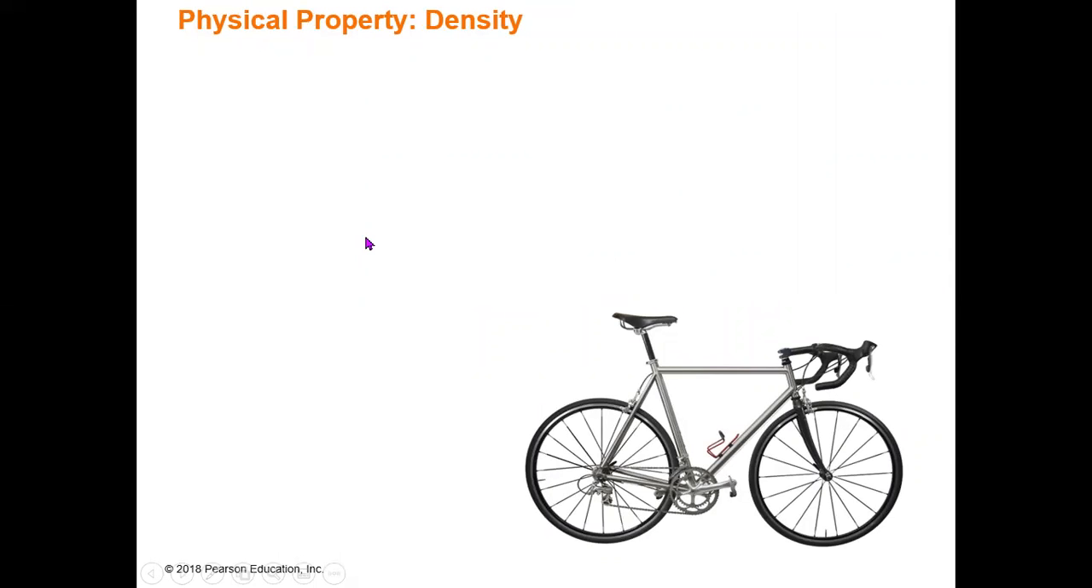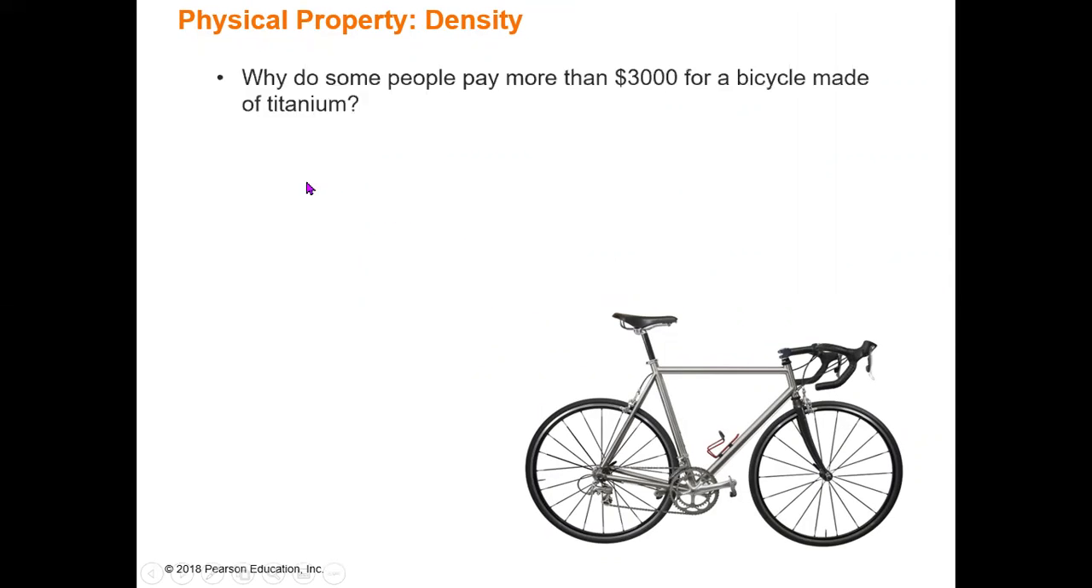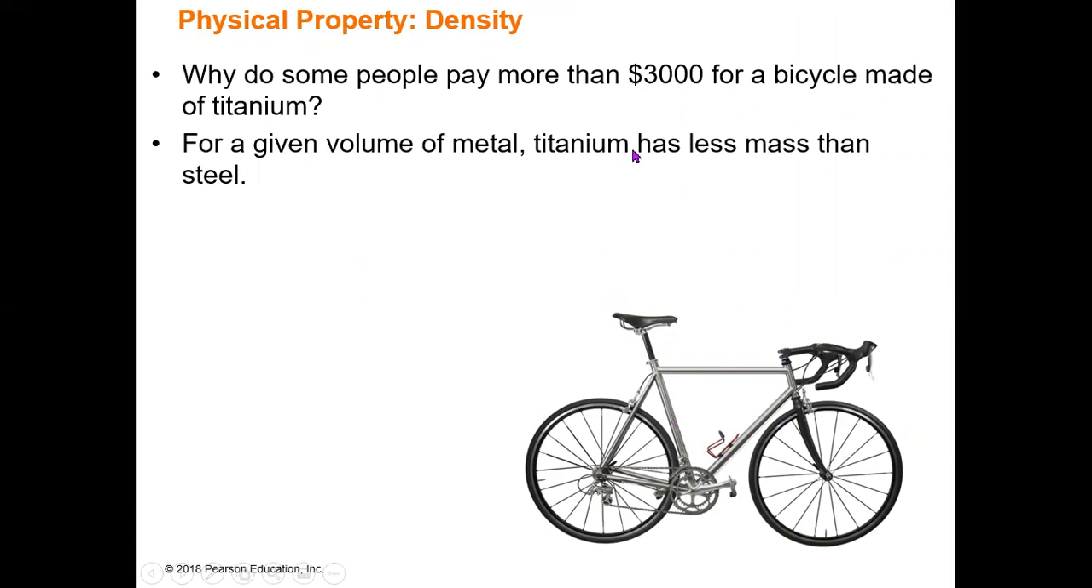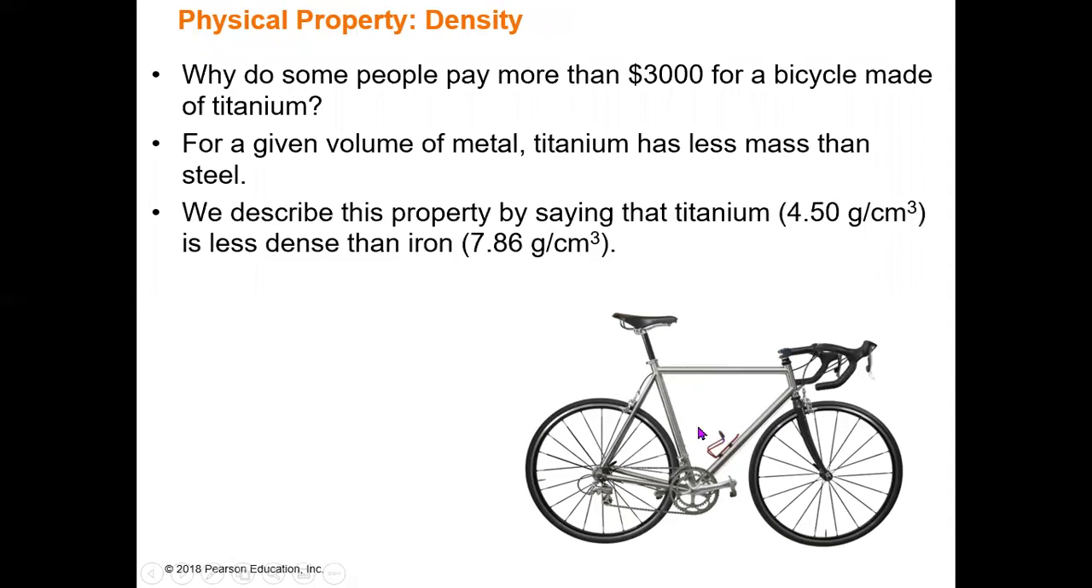Another very important physical property is density. Why do some people pay more than 3,000 for a bicycle made of titanium? Because titanium has a very small density, so your bicycle is very light and easy to use. We describe this property by saying that titanium density is 4.50 grams per centimeter cubic. Compare that with iron, which is almost twice as heavy.